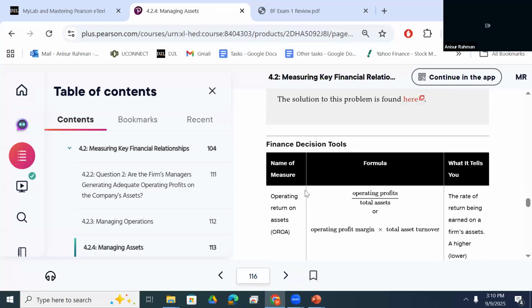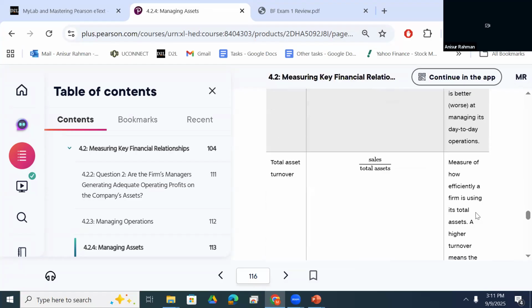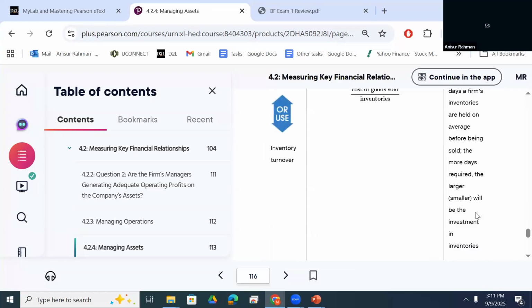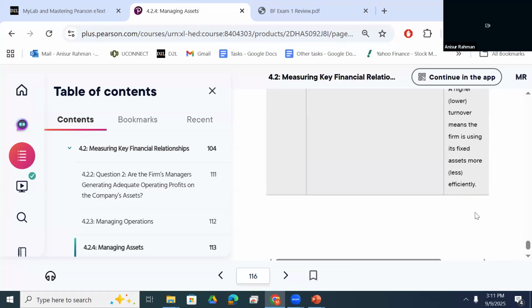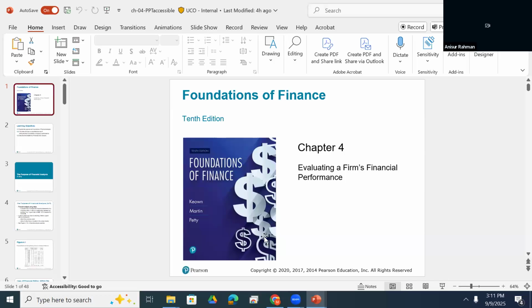here, you'll see the ratio and you will see what it tells you. You'll see this information for almost all of the ratios in this chapter. So that's it about my suggestions on how to prepare for the theory and conceptual questions.